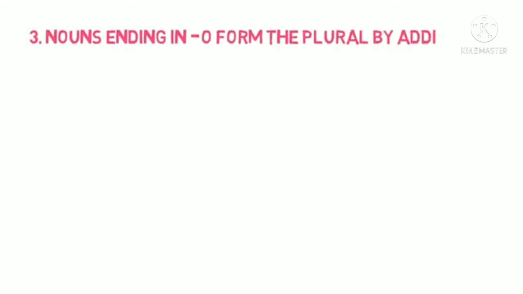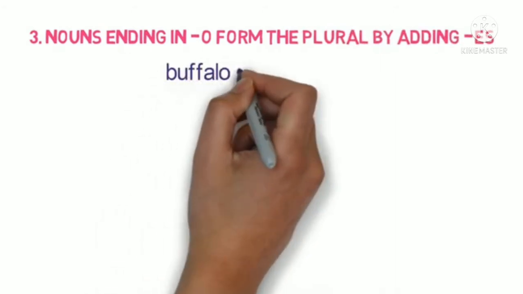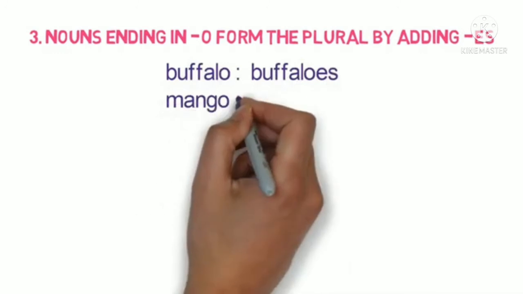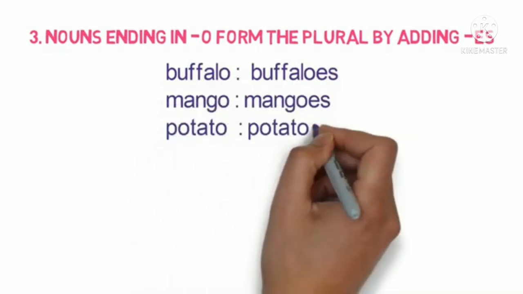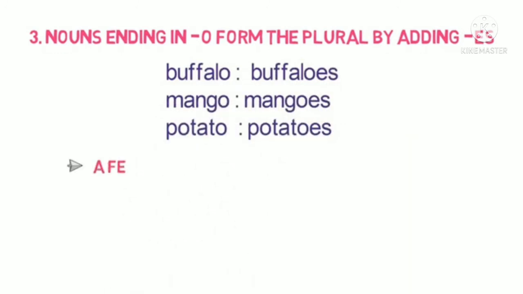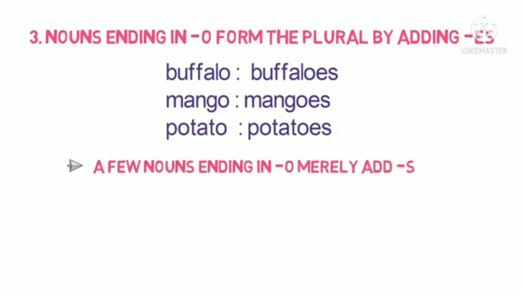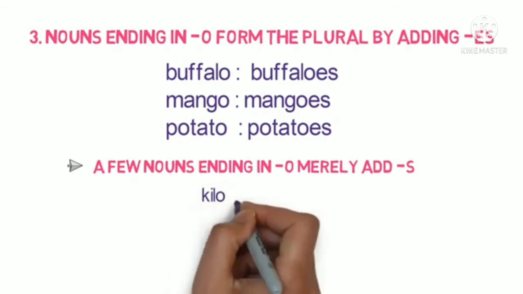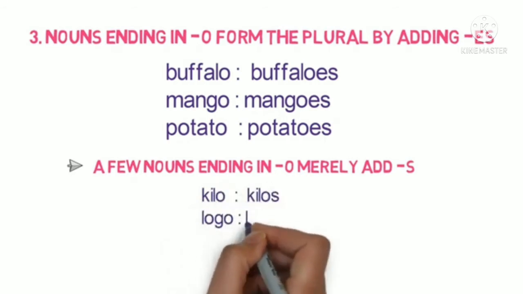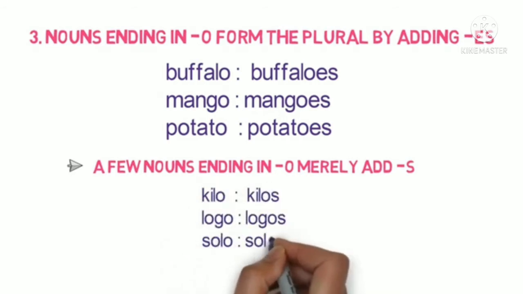Number 3. Most nouns ending in o form the plural by adding es to the singular. For example, buffalo, buffaloes, mango, mangoes, potato, potatoes. A few nouns ending in o merely add s. For example, kilo, kilos, logo, logos, solo, solos.